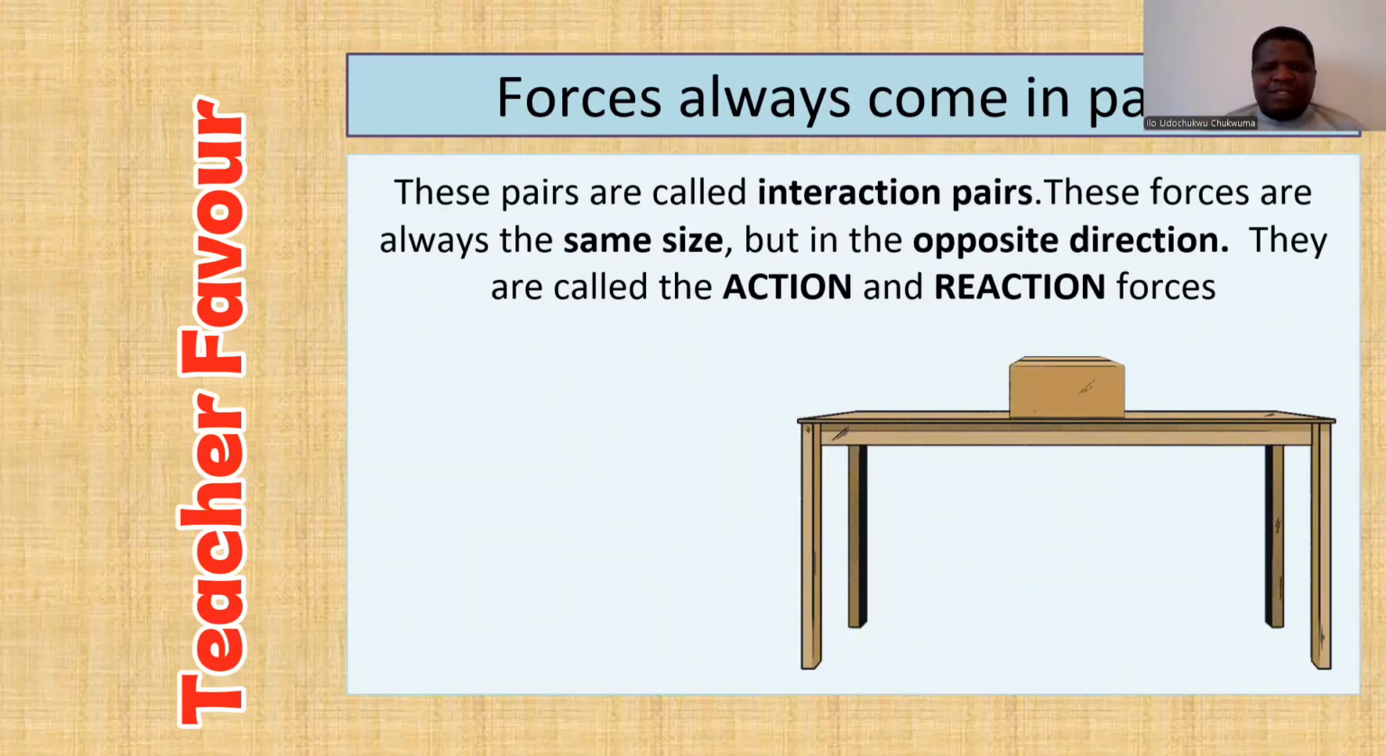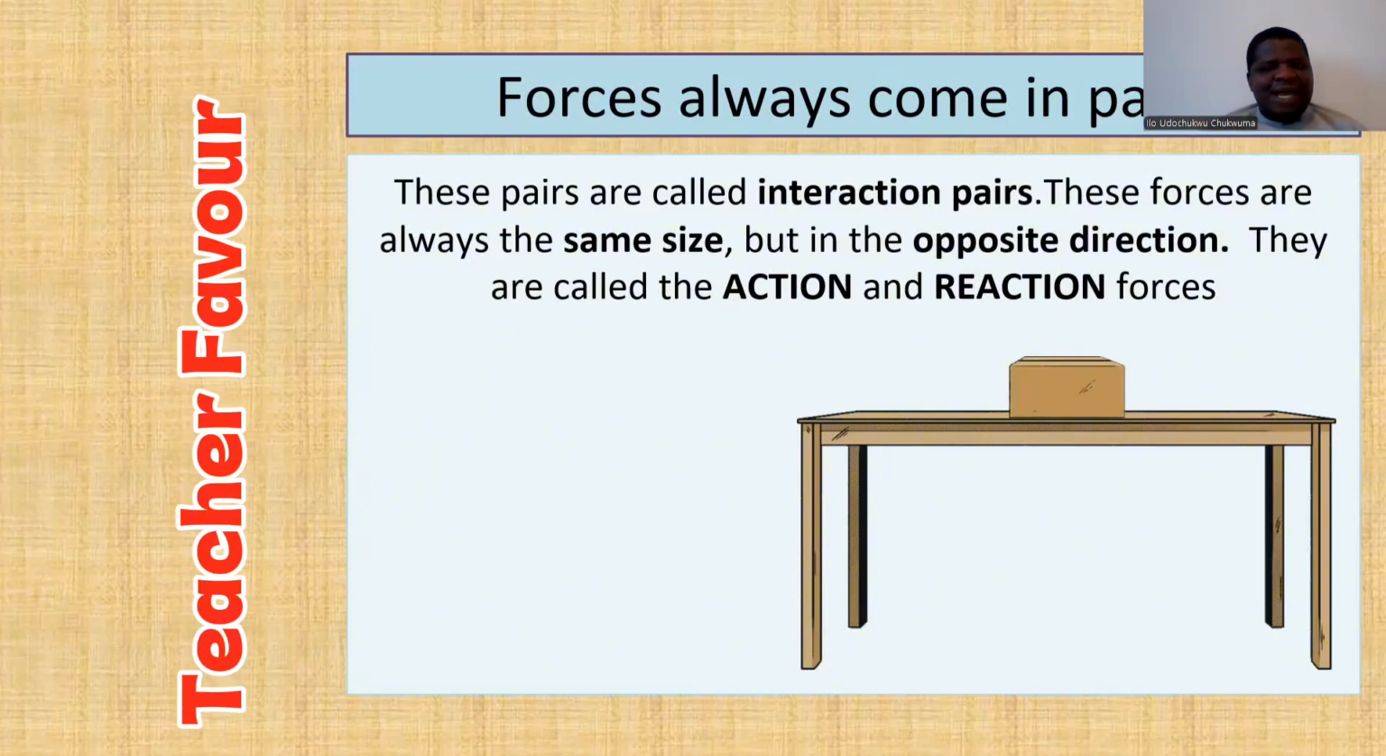All right, forces always come in pairs. These pairs are called interaction pairs. These forces are always the same size. Forces acting on an object are always the same size, but they act in opposite direction, and they are called action and reaction force. Let's take a look at this example here, a box on a table.